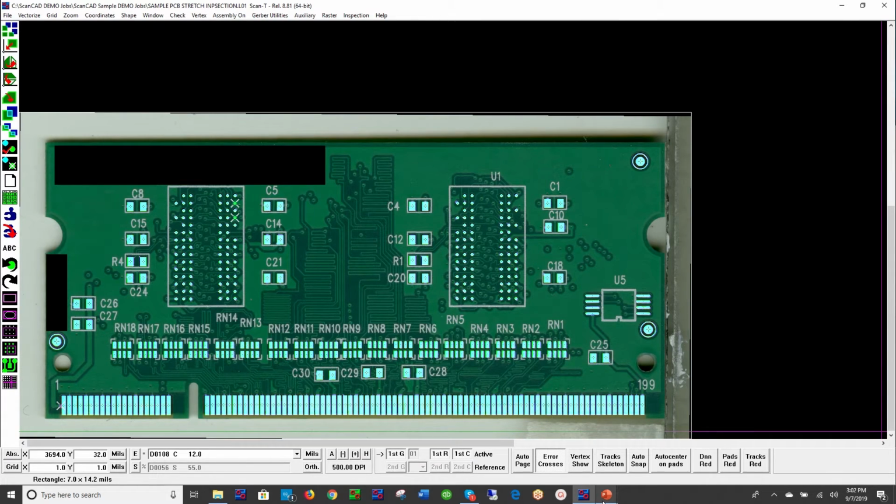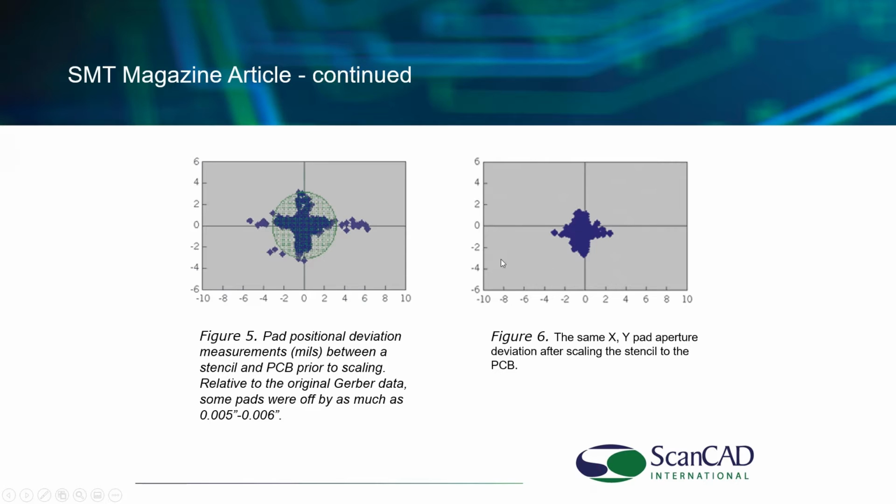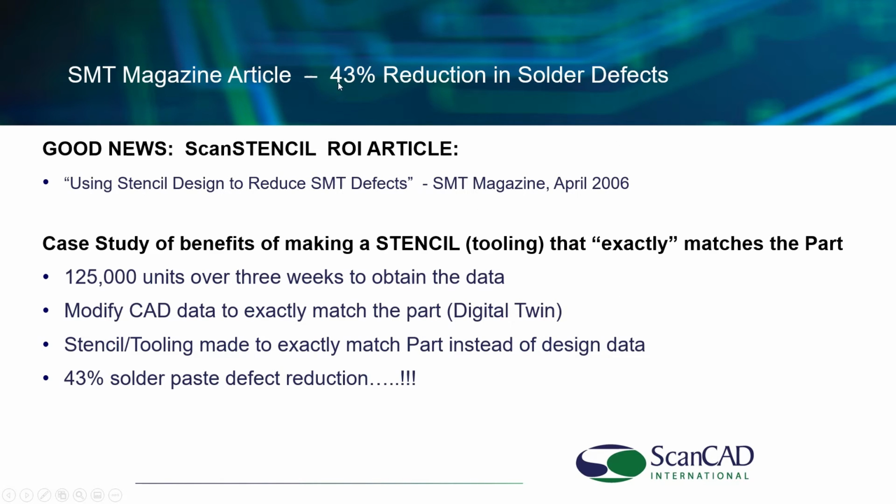Let me go ahead and come back into the PowerPoint. And you can see by altering the data, we brought those points in. So we have a really tight stencil which matches the parts, which in the case of Motorola resulted in a 43% reduction in solder paste defects. So essentially, we are creating that digital twin. We are matching the part with its digital twin.